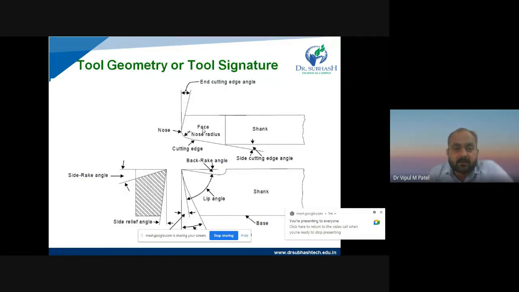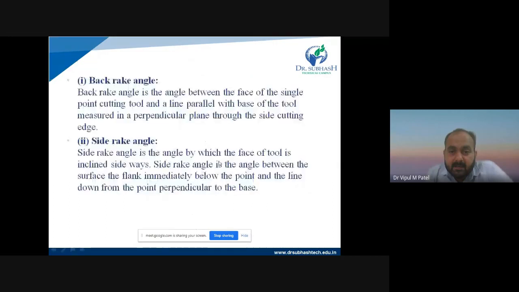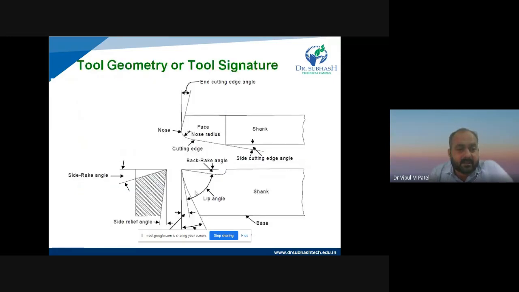Line parallel to the base. This one is the line parallel to the base. That's why this included angle will be called the back rake angle. Understand? Second thing is the side rake angle. So where is the side rake angle? It is over here.